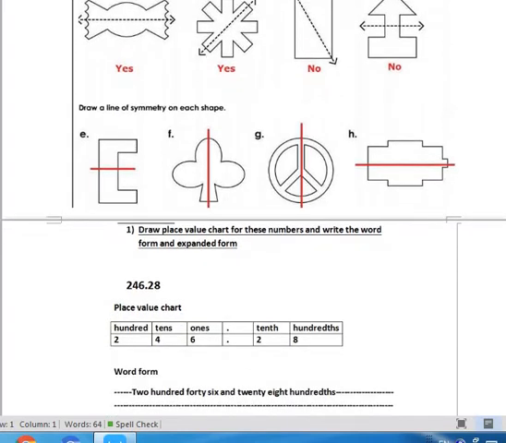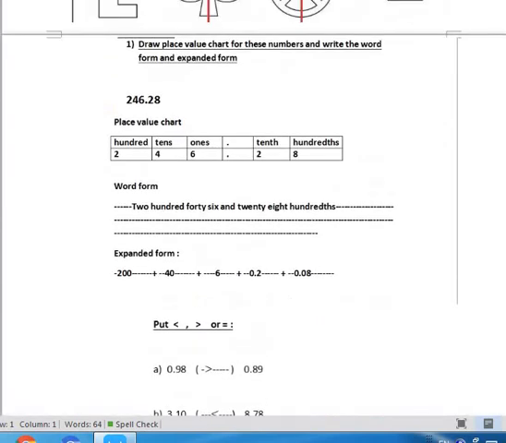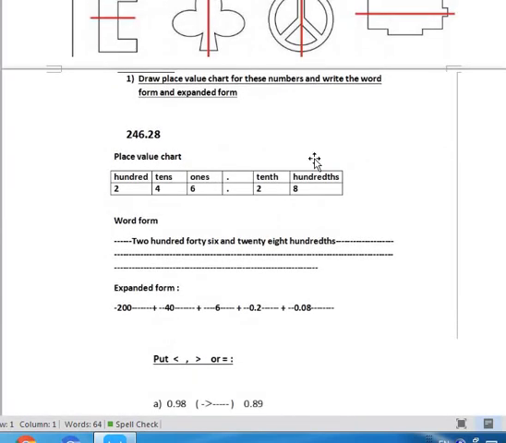Draw a place value chart for these numbers and write the word form and expanded form. I have here 246.28. Do you remember the decimals? We have covered the decimals in quarter 3. So I need here, this is the place value chart.